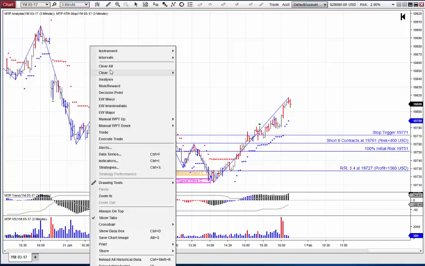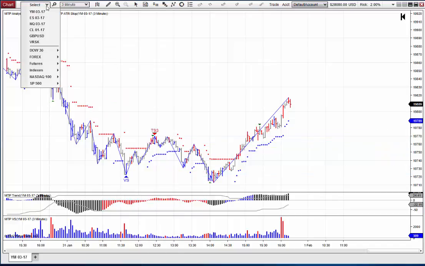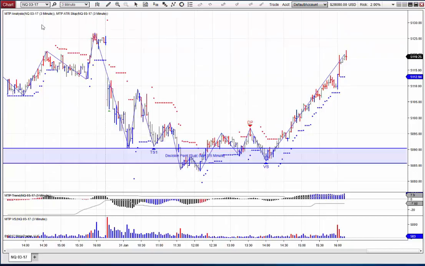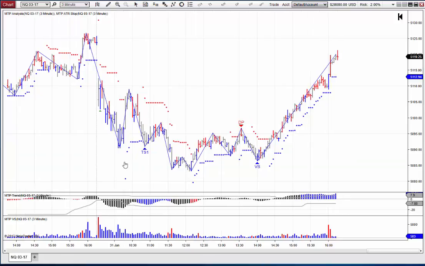The best E-mini yesterday, and this is why it's important to follow all of the US E-minis, was on the NQ. Why did I like this? Well, I'm going to take that major DP off because I want to show you that in a minute. Here we had a VS setup there, again just after the open. As I said with the YM, you wouldn't be taking that because it's just after the open.